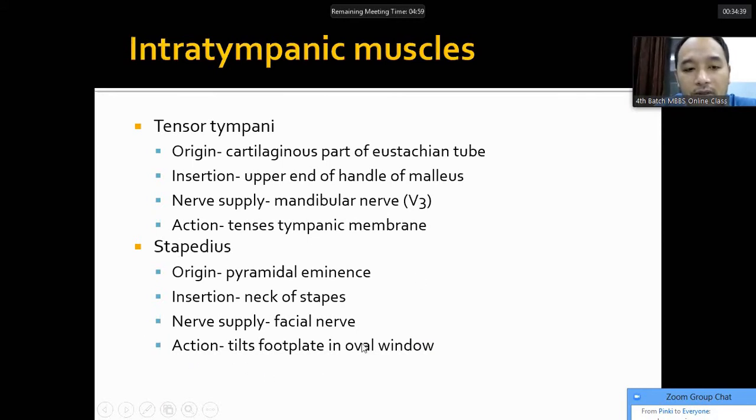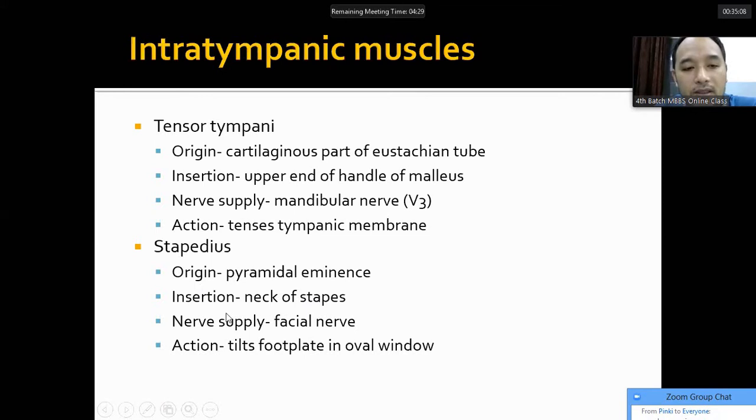The action of the stapedius muscle is that it tilts and stiffens the footplate in the oval window. The tensor tympani stiffens the tympanic membrane, and the stapedius stiffens the footplate. Both are involved in protective reflexes. When a loud noise is heard and much mechanical energy is transferred to the ossicles, they compensate by tensing these muscles, making the footplate and the tympanic membrane tense.